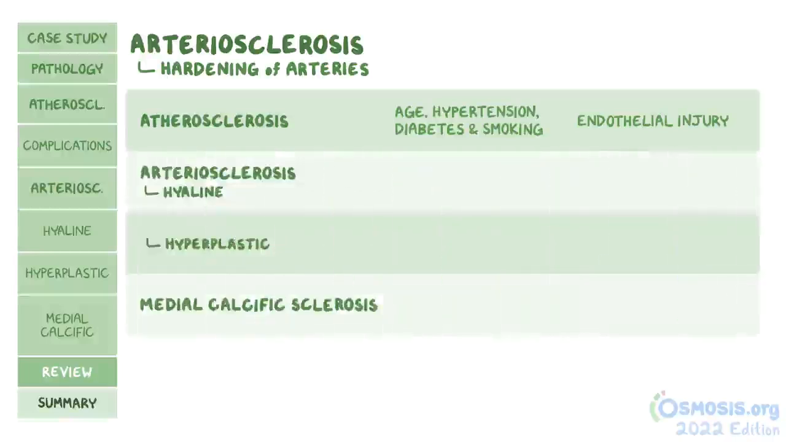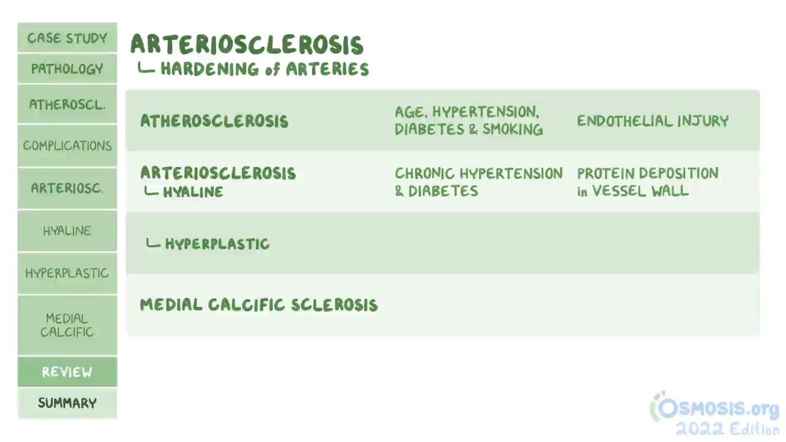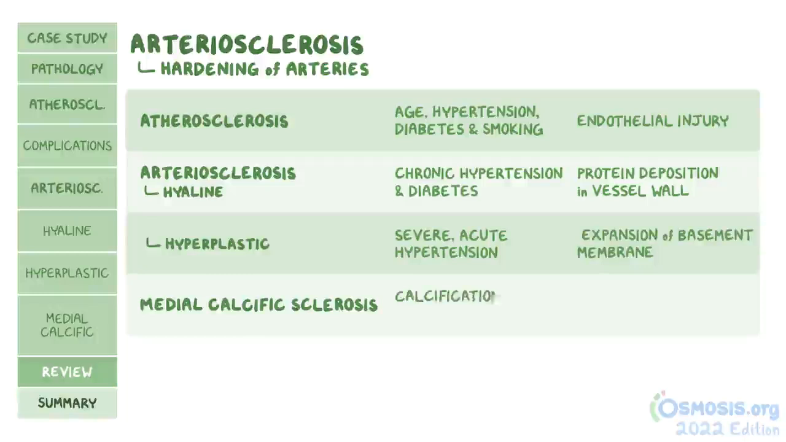Hyaline arteriolosclerosis is associated with chronic hypertension and diabetes, and is characterized by protein deposition in the vessel wall. Hyperplastic arteriolosclerosis is associated with severe acute hypertension and is characterized by expansion of the basement membrane. Finally, medial calcific sclerosis is a benign condition characterized by calcification of the tunica media, which can be visualized on X-rays.